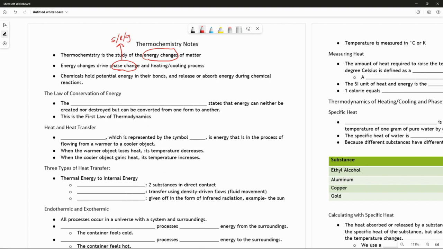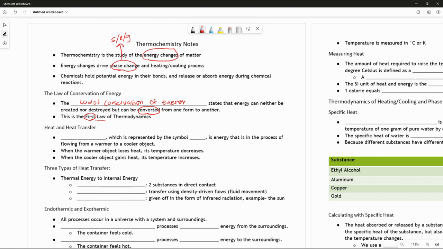All right, the law of conservation of energy. The law of conservation of energy states that energy can neither be created nor destroyed, but can be converted from one form to another. This is the first law, law number one of thermodynamics.